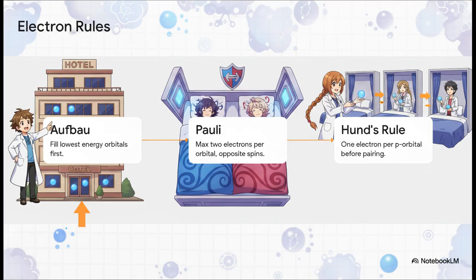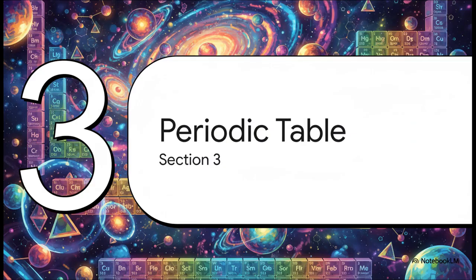So the crucial point here is that assigning electrons to these orbitals is exactly like filling a very strict, bizarre hotel. You must follow 3 unbreakable rules to build atomic configurations up to element 20. First, the Aufbau principle. You always fill the lowest energy orbitals first. You've got to start on the ground floor. Second, Pauli's exclusion principle. You get a maximum of 2 electrons per orbital, provided they spin in opposite directions. Think of it like 2 people sleeping head to toe in one bed. And third, Hund's rule. You must place 1 electron per p orbital before anyone starts pairing up. Everyone gets their own room before they're forced to share. Absolutely no exceptions.